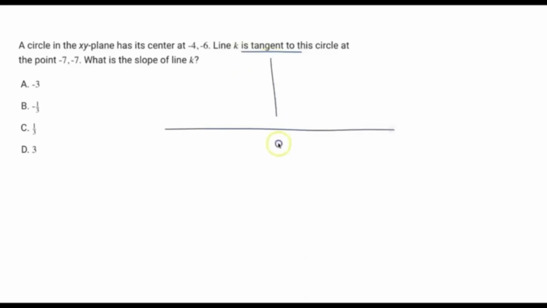So if we draw the coordinate plane here, and we know that the circle has its center at these coordinates, (-4, -6), it's going to be somewhere, I don't know, right here. And we don't actually know the radius of the circle. We probably could calculate it using these points and finding the distance, but that's not really relevant for our problem, and you'll see why. So line K is tangent to the circle at the point (-7, -7). And so (-7, -7) is out here somewhere. And so, I mean, the radius is going to be somewhere like this.